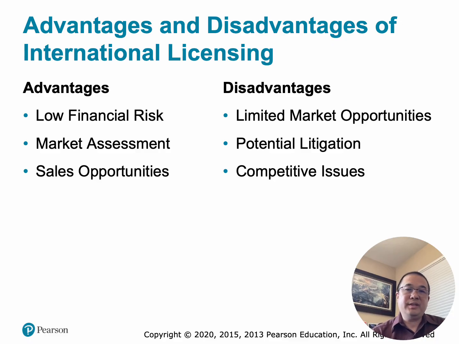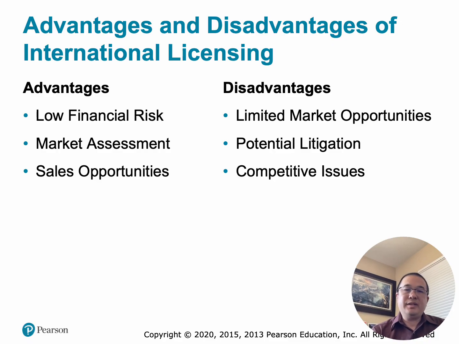Number 2, potential litigation. So licensing agreements can lead to legal disputes. Common issues are royalty disagreements, contract violations, territory disputes, trademark misuse, quality problems. As an example, a licensee underreports sales to reduce royalty payments. This may lead to lawsuits or arbitration, and the legal costs can be significant.